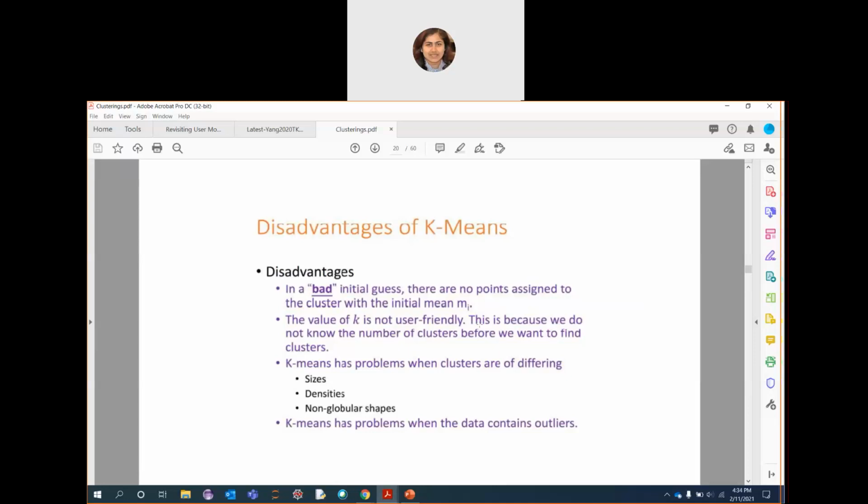The K-means algorithm also has some problems with differing sizes of the clusters, densities, or different types of non-globular shapes. We will look into them in the next slides. And outliers. If you have noise or outliers in your data, that can also significantly affect your K-means clustering solution.